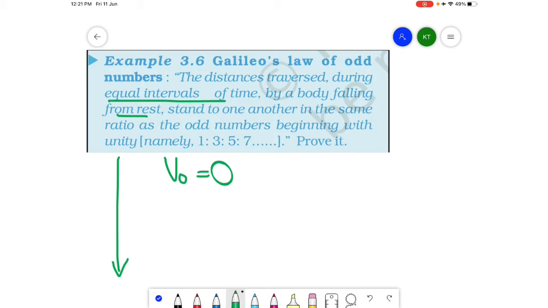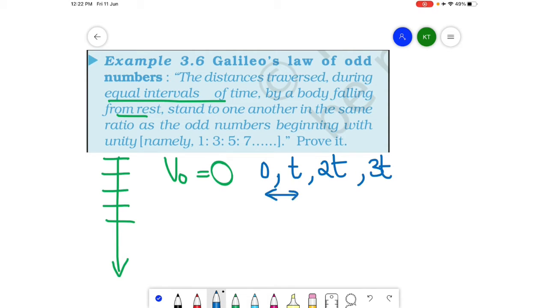In equal intervals of time, each interval is just 1 second. The distance traveled in equal intervals of time, how do you represent this? We can mention it as t, 2t, beginning with 0, 3t. So what is the time period here? t minus 0 is t. 2t minus t is t. So it is an equal period of time. We need to find the distance traveled in each equal period of time and then find the ratio.